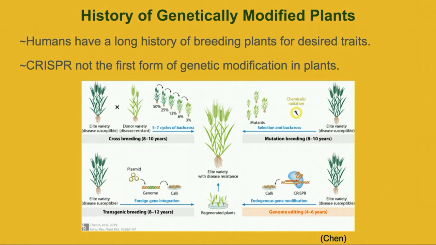Although CRISPR is now the most common form of genetic modification, the most efficient and most widely used today, there are other forms in which humans have been genetically modifying plants throughout history. Some of them are listed here in this image. Some examples are crossbreeding, mutation breeding, transgenic breeding, and then of course we have CRISPR here.